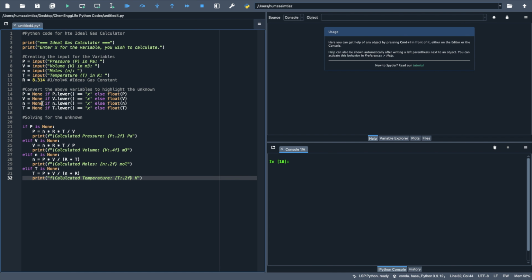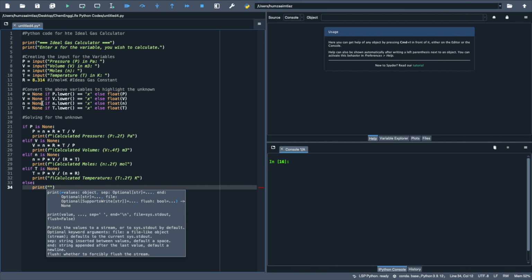There we go. And then finally, because when you're writing an if statement, you keep using elif as long as you have the conditions. But if none of these conditions are met, then you write the else statement, and then you're going to say print that all the variables are provided, hence none is to be calculated.